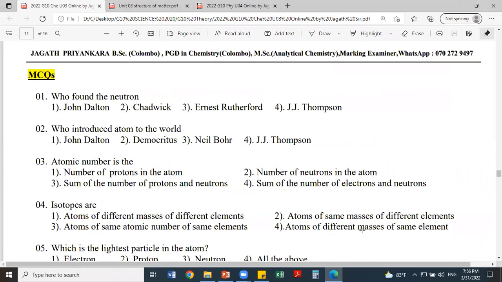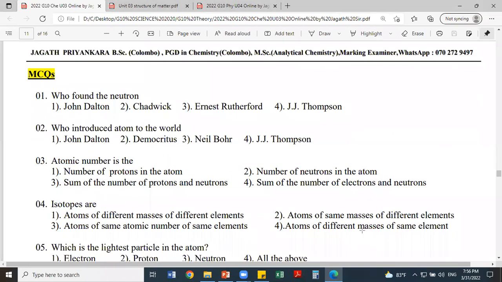Who found the neutron? Any volunteers? Look at the table on the first page. Who discovered the neutron? Any volunteers? Yes, Afan? Second answer. Yeah, very good. Correct. Answer is second, James Chadwick. Very good. Who introduced the atom to the world?